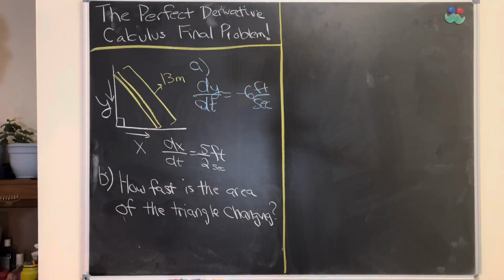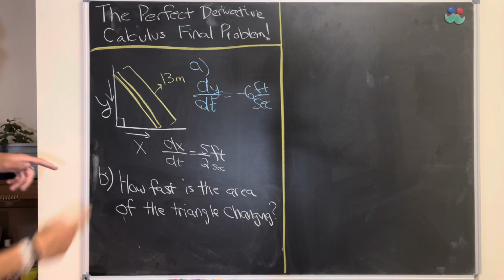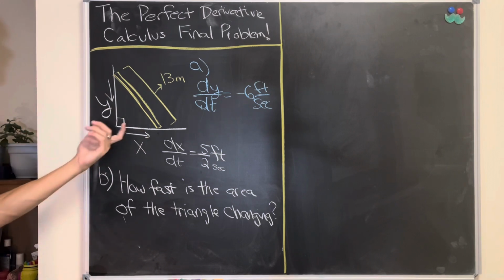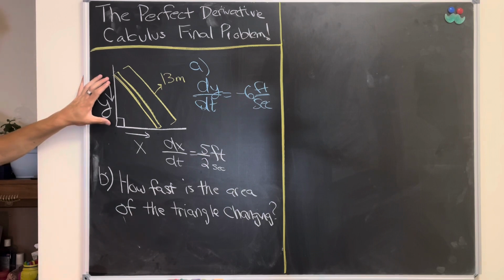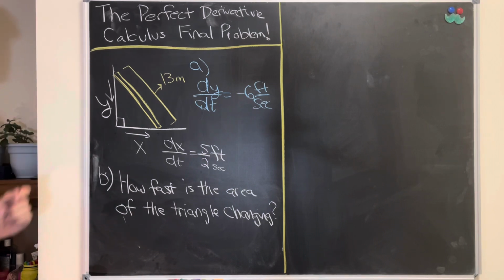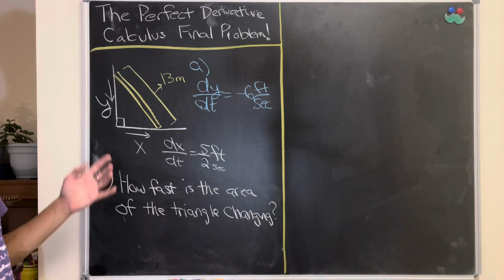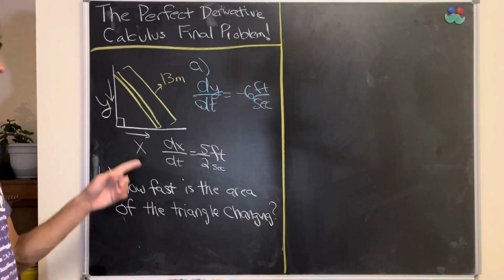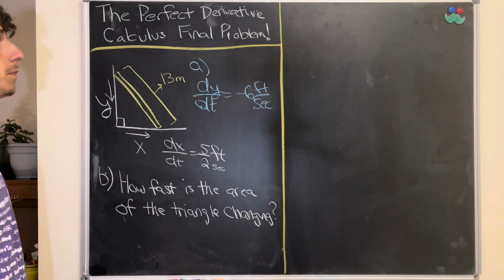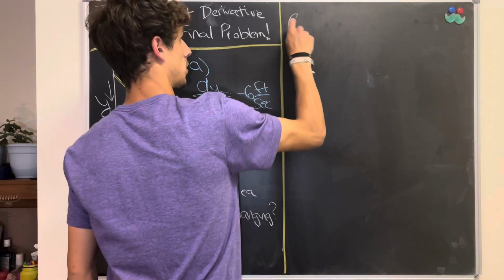So now we're ready for part B, and that asks us how fast is the area of the triangle that's formed by the ladder, the distance from the base of the ladder to the wall, and the distance from the top of the ladder to the ground changing? And again, we want to relate the area to our known values of x and y. And I also want to point out that this is all occurring at this x value of 12 feet still. So let's jump into our solution.